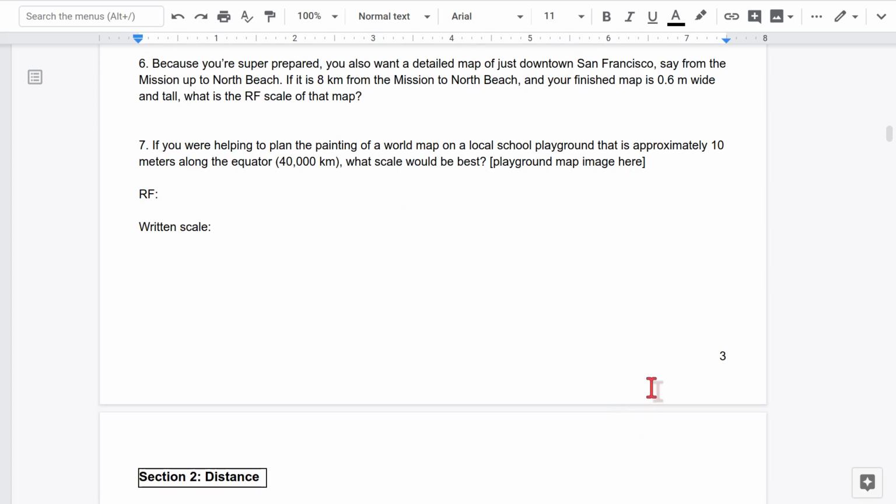If you're planning to paint a local playground and make a map on the ground that's 10 meters along the equator, what scale would that be?